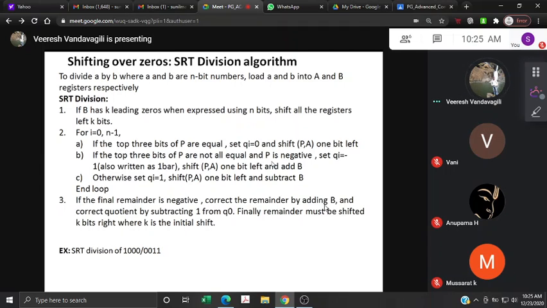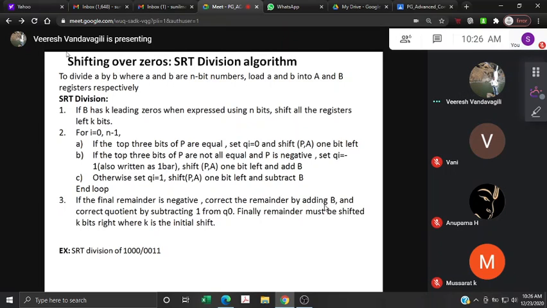This algorithm is good for the radix-2 division operation. In the radix-2 method, we have the digit set minus 1, 1, and 0. If the final remainder is negative, correct the remainder by adding the B, and correct the quotient by subtracting 1 from Q0. Finally, the remainder must be shifted k bits.